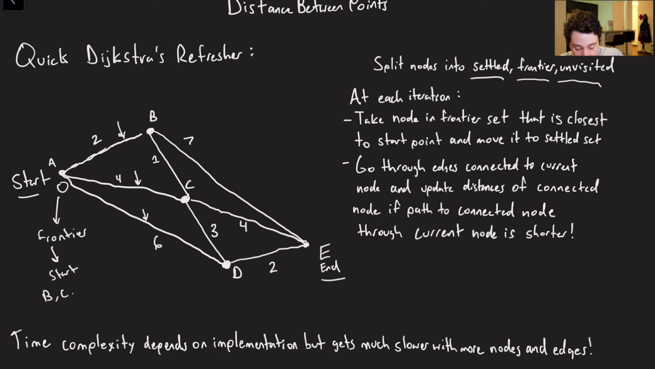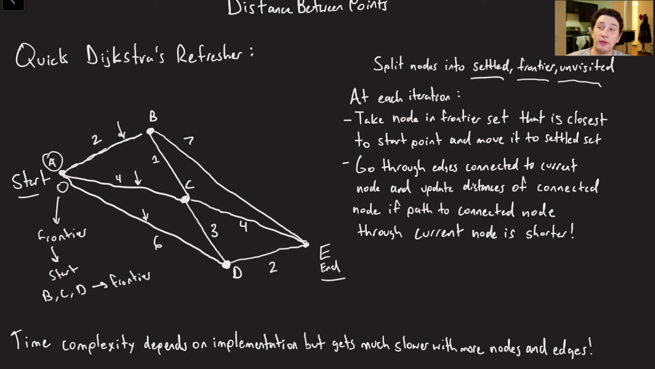So we're putting B, C, and D into our frontier. We're putting the start point A over here into our settled set. We know 0 is the shortest distance to it. And then on our next iteration, we say, okay, this guy in our frontier is going to be our current node that we're about to put in the settled set.